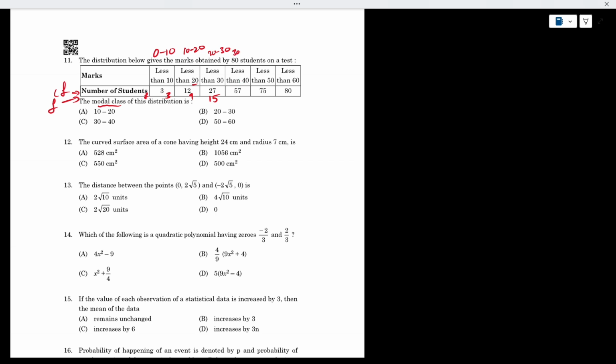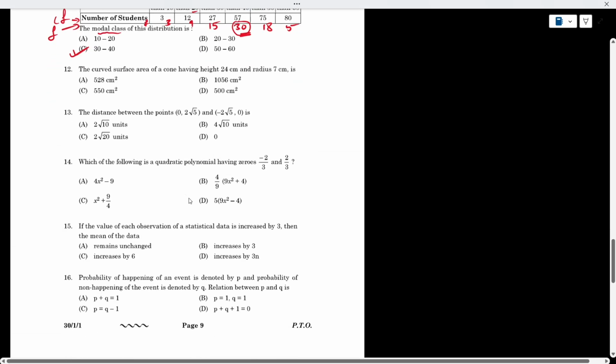Then less than 40 gives 30 to 40. You can do 57 minus 27, it is going to be 30. And then 40 to 50 can be 75 minus 57, it is 18. And if I take 80 minus 75, for the 50 to 60 class interval, it is going to be 5. Now out of this, the highest frequency is 30 students, so the corresponding class will be 30 to 40. So option number C is the right option.